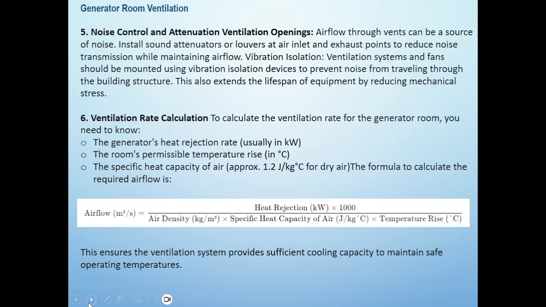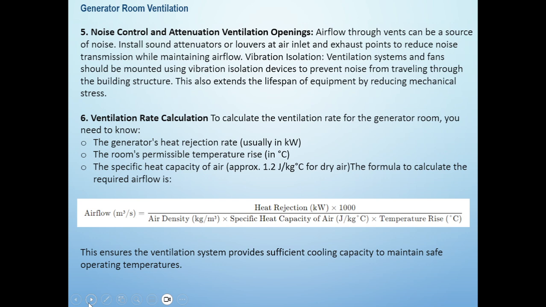The noise control and attenuation of ventilation openings. Airflow through vents can be a source of noise. Install sound attenuators or louvers at air outlet and exhaust points to reduce noise transmission while maintaining airflow. Vibration isolation: the ventilation system and fans should be mounted using vibration isolation devices to prevent noise from traveling through the building structure. This also extends the lifespan of equipment by reducing mechanical stress.